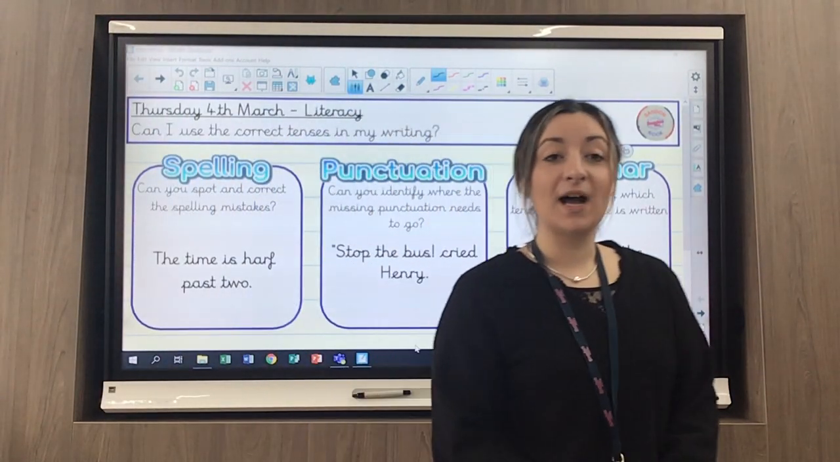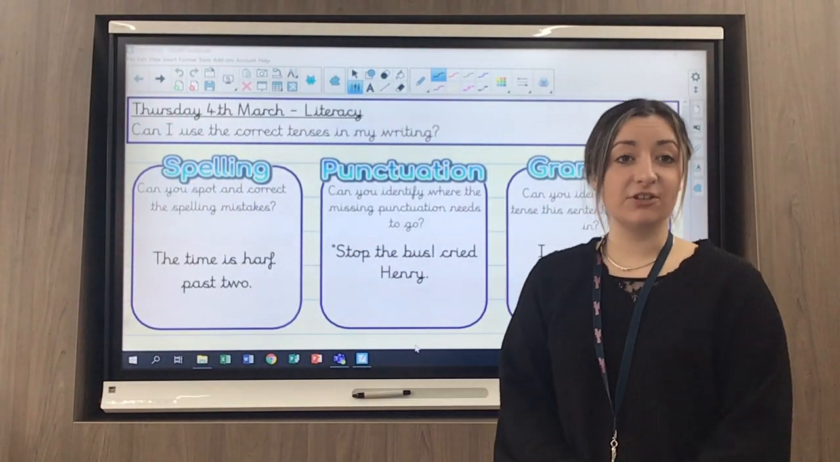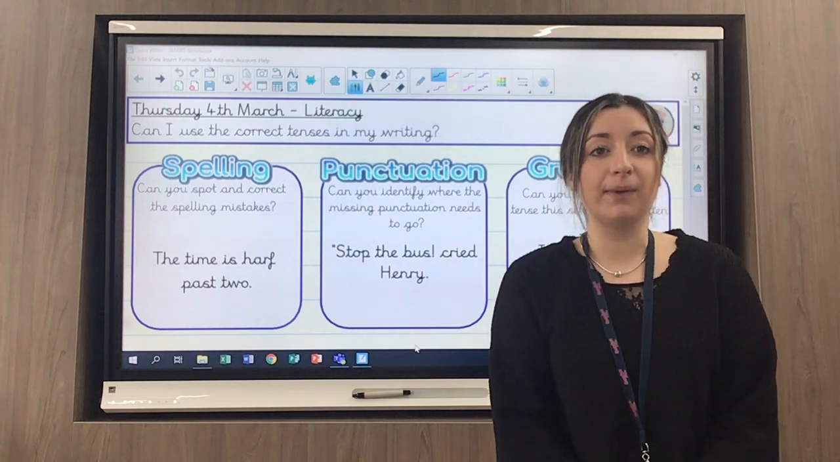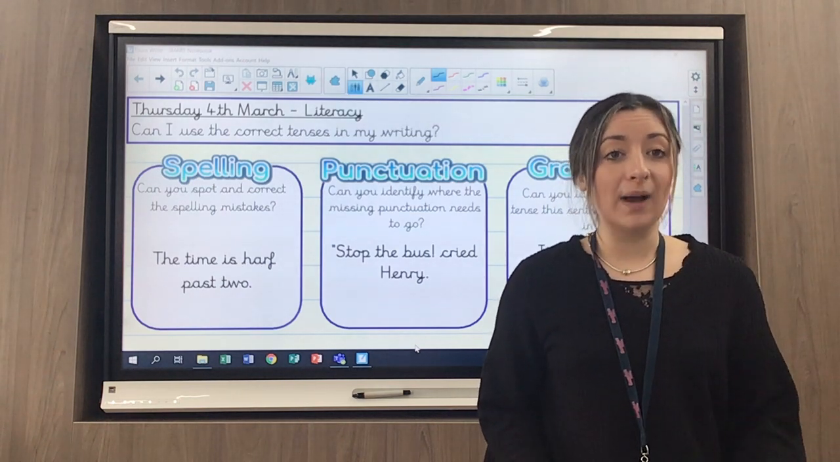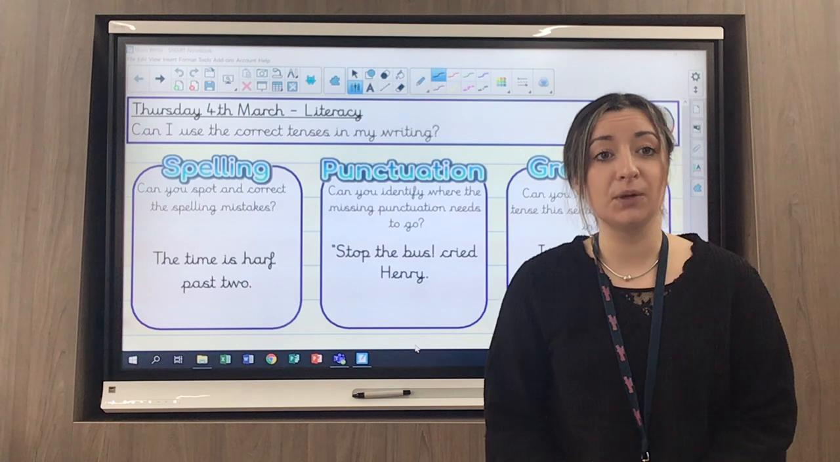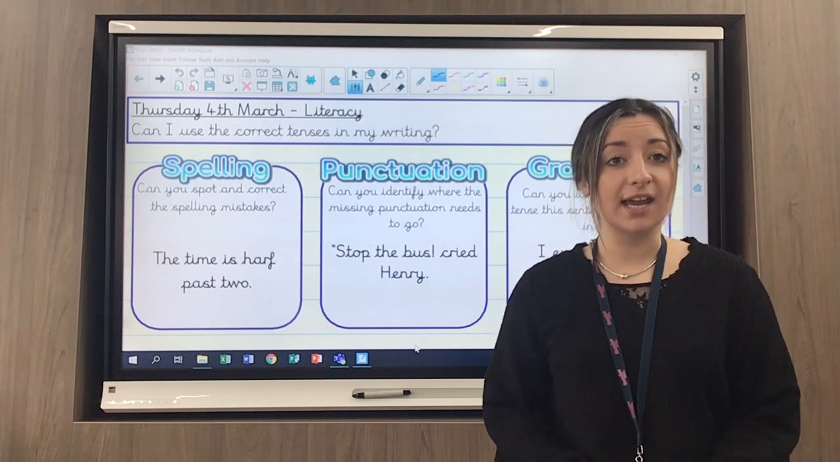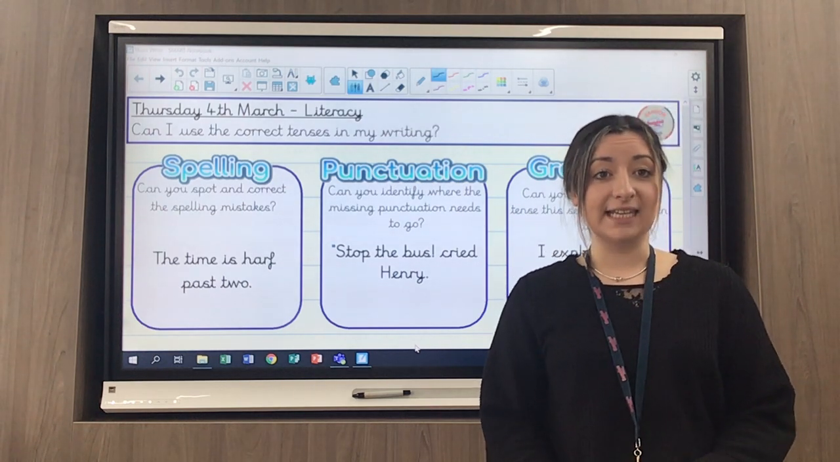Good morning Year 4 and welcome to Thursday's literacy lesson. So this is going to be our writing lesson. Well done for those of you that got the correct book yesterday. So Wednesday, Thursday and Friday are our writing lessons.